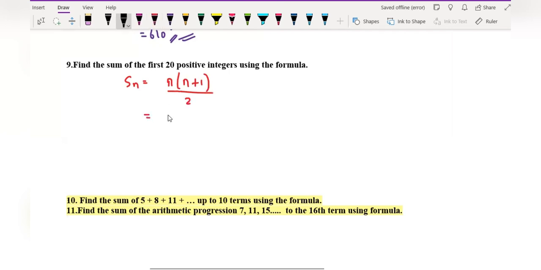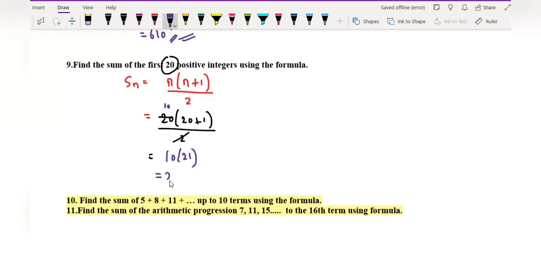Okay, so what is our n value? They gave you 20 terms, first 20 positive integers, so n value is 20. 20 times (20 plus 1) divided by 2. Why am I not using Sn is equal to n/2 times (2a plus (n minus 1)d)? Because they did not give any AP series. How am I going to find out a value and d value, right? So I'll be going with this formula. 2 ones are 2, and 2 tens are 20, 10 times 21, that gives 210. That is the sum of the first 20 positive integers.